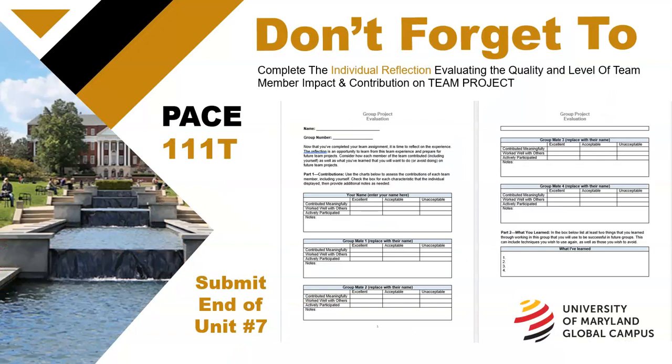Don't forget, for our unit number 7, which is the week that the team project is to be submitted, each member of your team is to complete an individual reflection evaluating the quality and level of individual group member participation in the team project, if you will. So that is also a grading event that we do at the end of unit number 7.